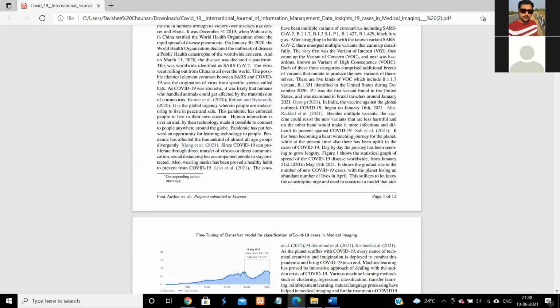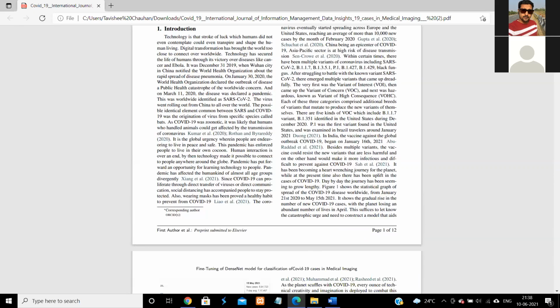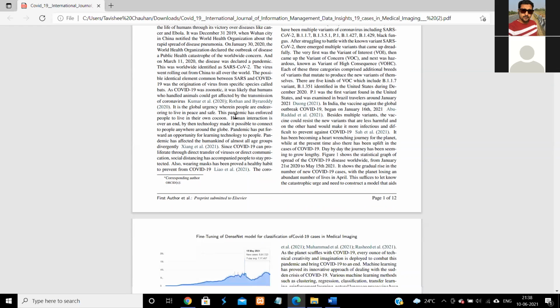Then it also talks about other diseases, including SARS and similar diseases. COVID-19 eventually evolved from SARS itself. So that is how COVID started.